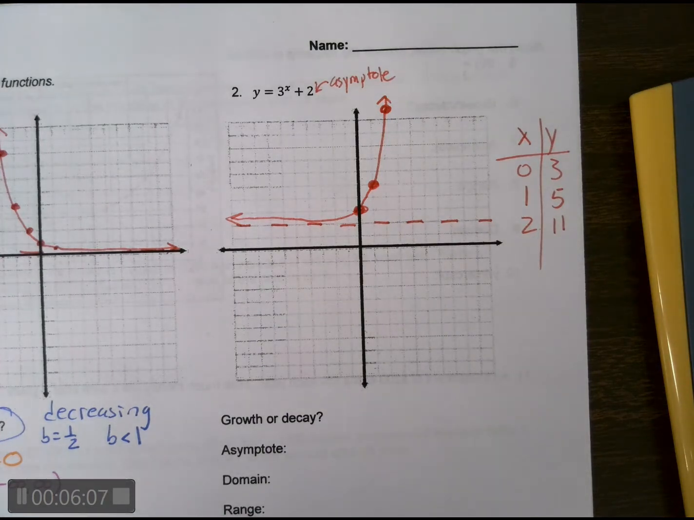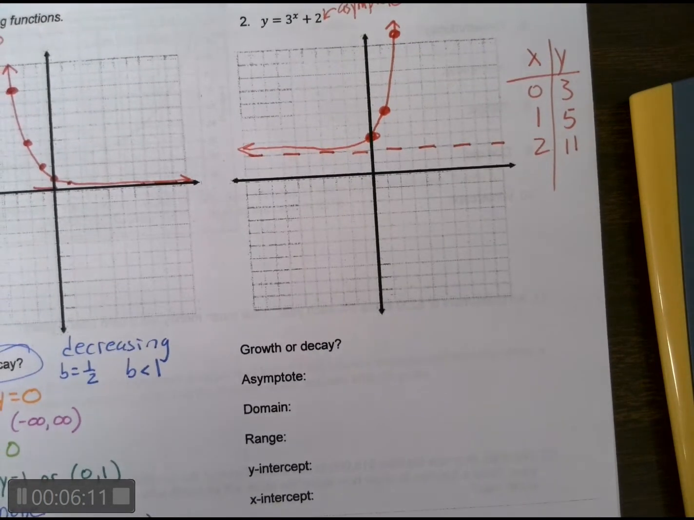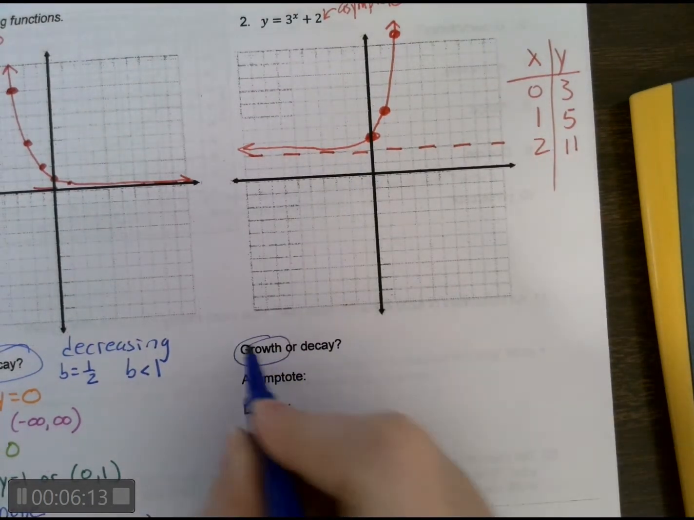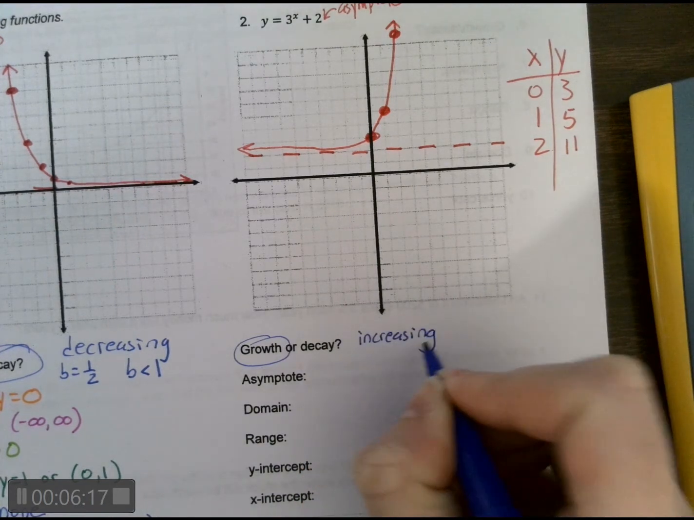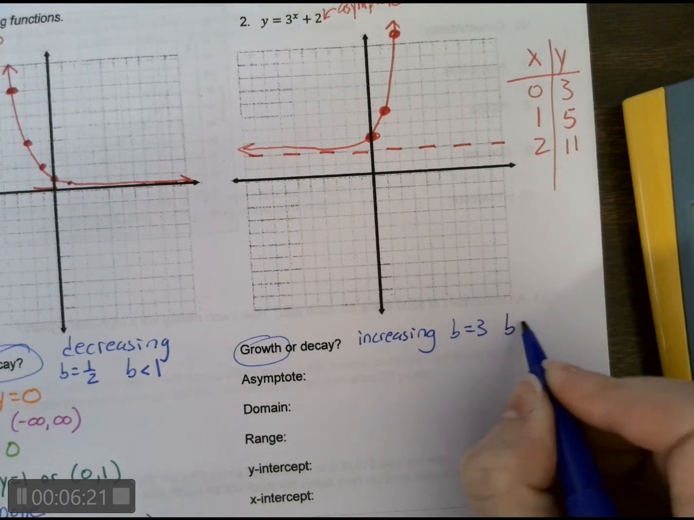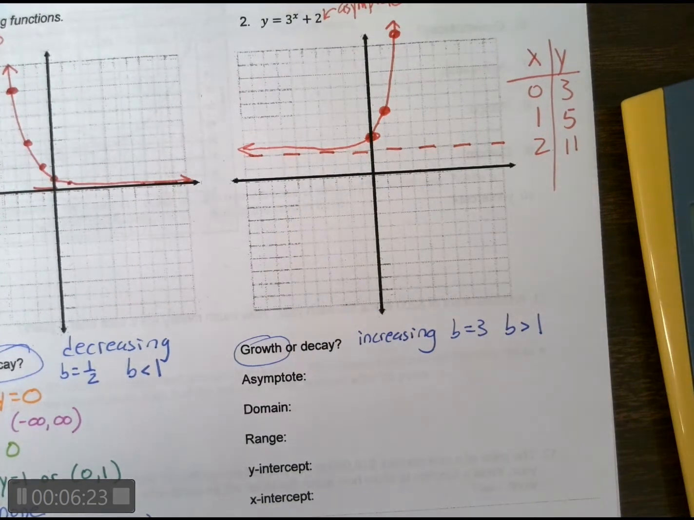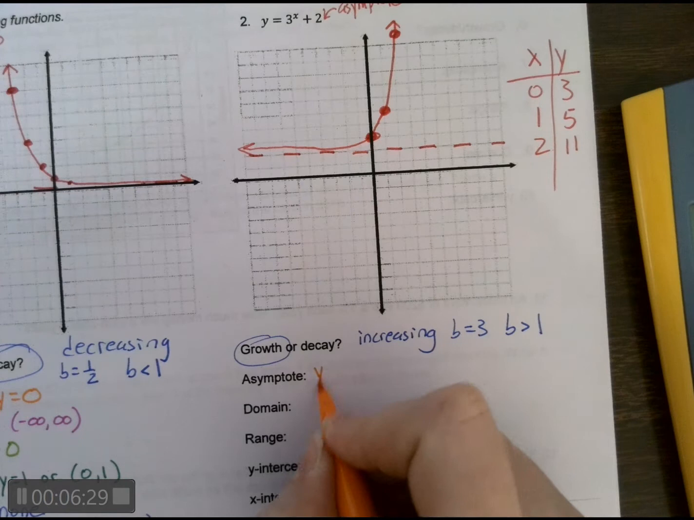So now, do I have a growth or decay? This time I have a growth because we are increasing. And our b is 3. So our b is greater than 1. All right. Our asymptote is y equals 2.